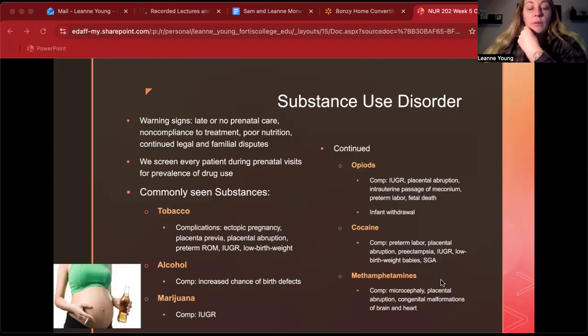With cocaine use, we see preterm labor. A big one is placental abruption, preeclampsia, intrauterine growth restriction, low birth weight babies, and then small for gestational age infants. Methamphetamines, the biggest complication with that would be microcephaly, placental abruption, congenital malformations of the brain and the heart. Okay, so know those different things.